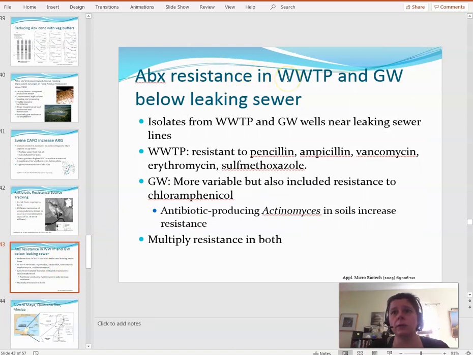Antibiotic resistance in wastewater treatment plants and groundwater below leaking sewer lines. Sewer lines leak, especially as our infrastructure is getting older and older in this country. And we're seeing resistance to a whole bunch of antibiotics getting inside of our groundwater, especially with our overuse of it, and we're starting to see multiple resistance. So groundwater is more vulnerable to residuals of certain types of antibiotics because actinomyces are developing resistance, and that's inside of our soil systems. So wastewater treatment plants can be a big source of antibiotics and antibiotic resistant genes.